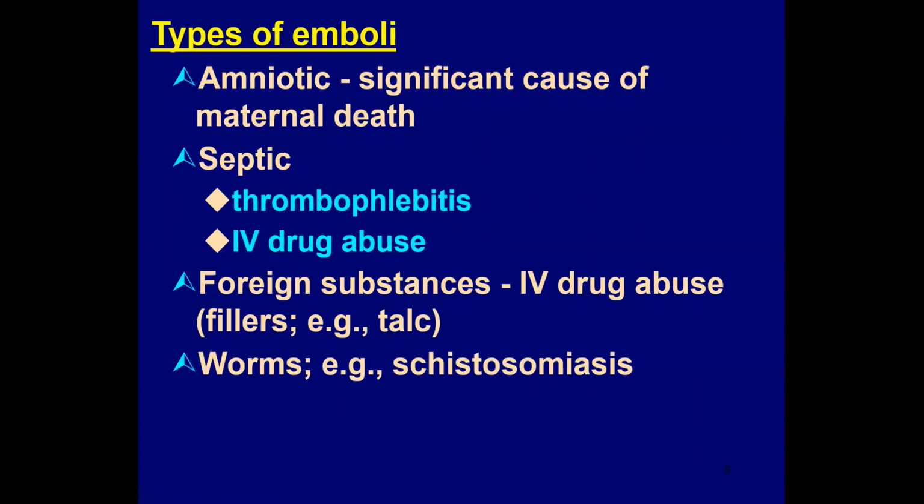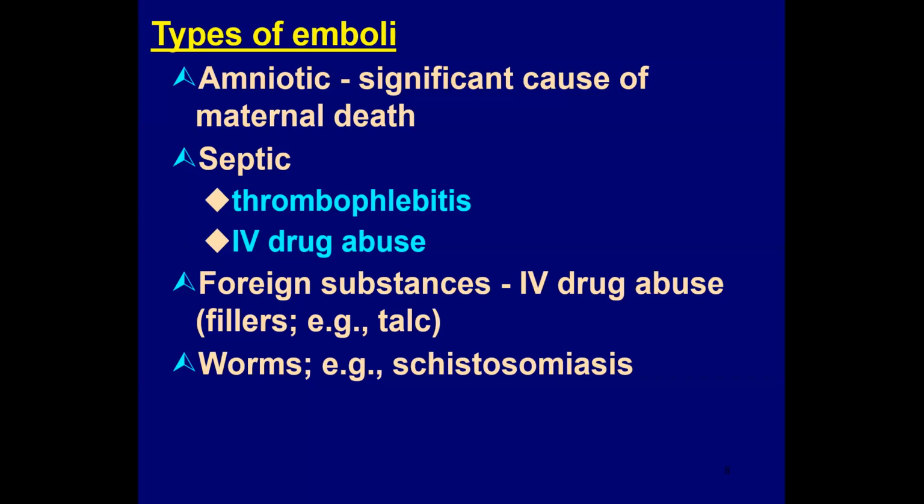Other types of emboli, an amniotic embolus. The amniotic fluid gets into mom's circulation, and this is a significant cause of maternal death. Other types include a septic embolus. A septic embolus occurs in conjunction with thrombophlebitis and also intravenous drug abuse, which causes thrombophlebitis.